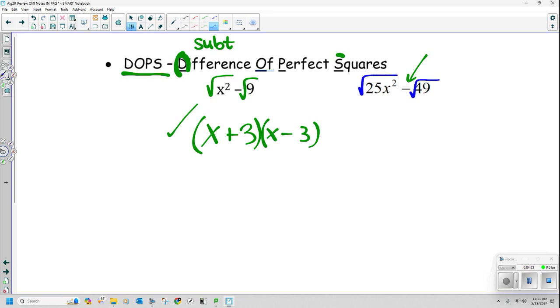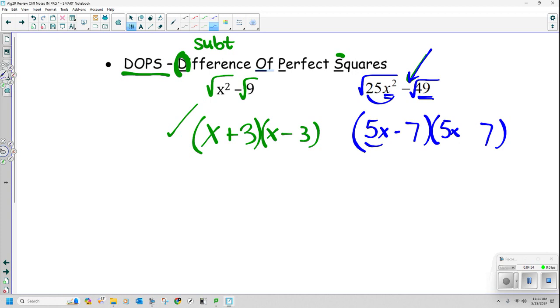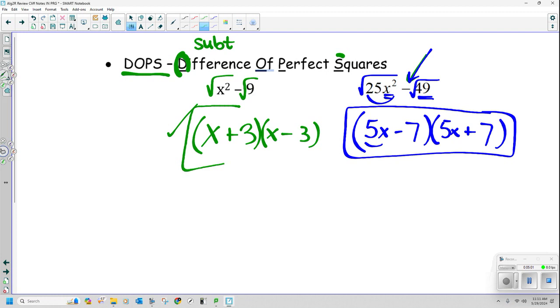Next one. Okay. Same rules. These are both perfect squares, and they're both being subtracted. The square root of 25 is 5. The square root of x squared is x. Since this is in front, I'm going to put this in front in both parentheses. The square root of 49 is 7. Since my 49 is in the back, I'm going to put the 7s in the back. One is a plus and one is a minus. I'll start with the minus, then the plus. It doesn't matter. We're done. This stuff is kind of easy if you recognize it.